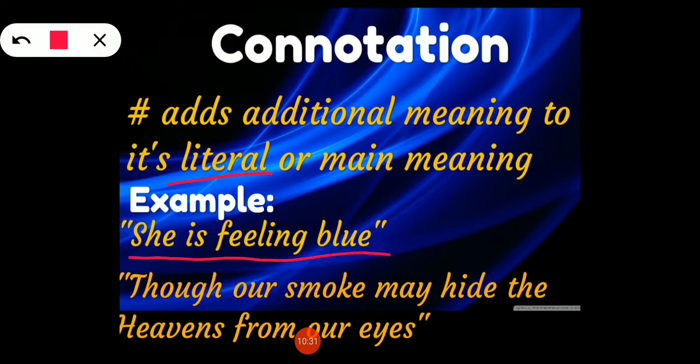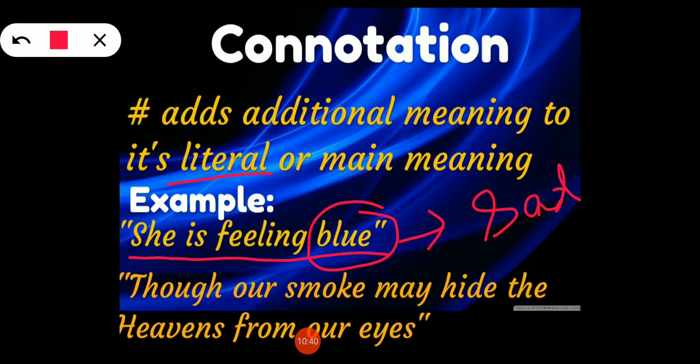It means avangaloda color blue color a irukuma? No. So here blue refers to sadness. Okay, so what happened here? Here it is adding additional meaning. She is feeling worried for something. So she is feeling blue means she is feeling very sad or upset or depressed or dull. Okay, so it adds additional meaning to its main meaning. So avanga romba depressed ah feel pandranga nu it is adding some additional meaning. Okay, that's why it is an example for connotation.